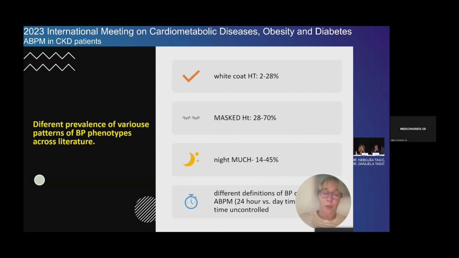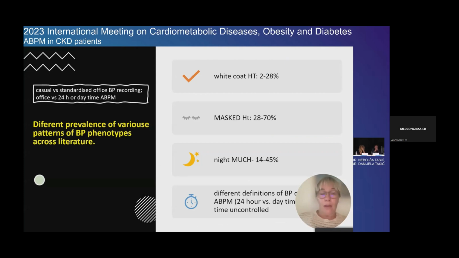But there's another problem, and that is the different prevalence of various patterns of blood pressure phenotypes across the literature. For instance, white-coat hypertension in CKD patients is found from 2% to almost 30%. Masked hypertension from 30% to 70%. The same is true for nighttime masked uncontrolled hypertension.